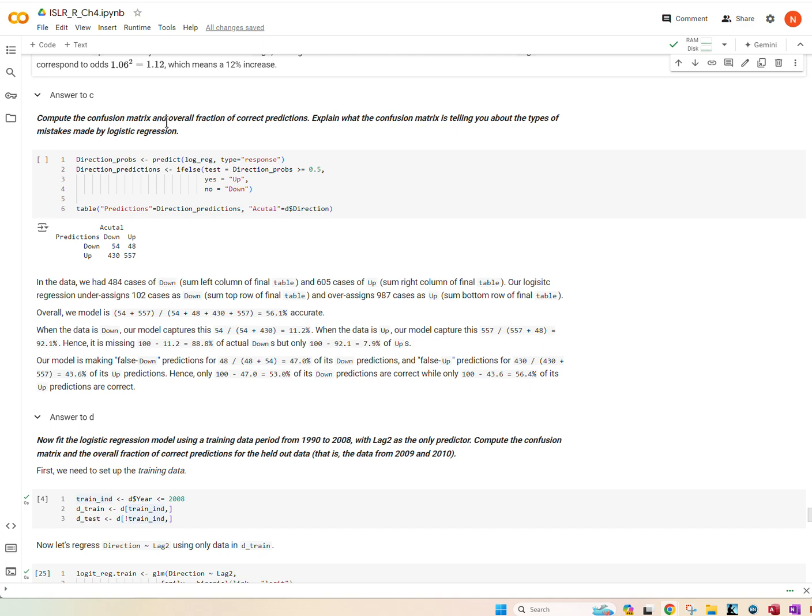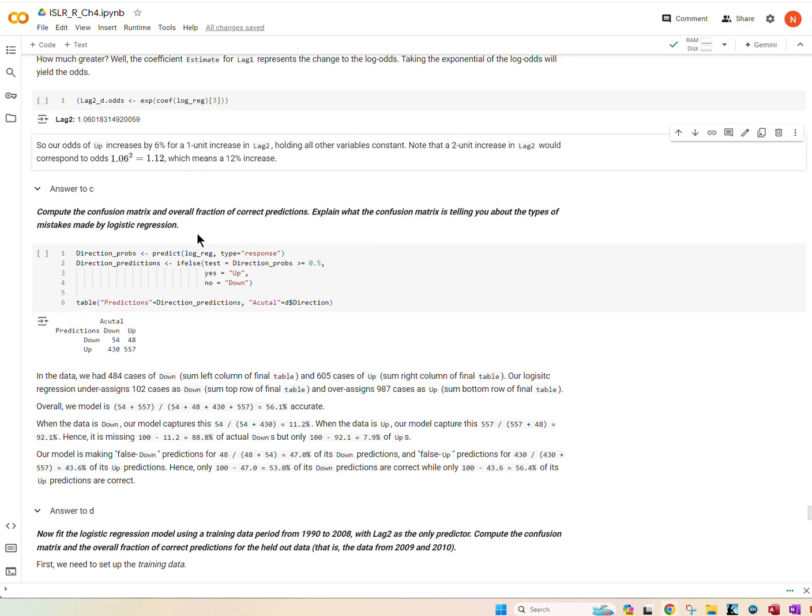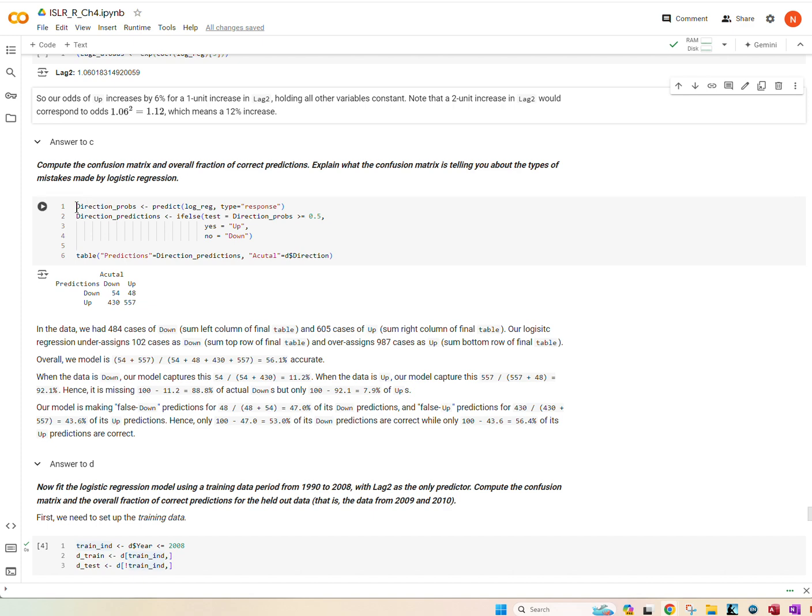All right. So now, with what we just did, we want to compute the confusion matrix for all of this. First, I'm going to get the probabilities of being up or down according to the logistic regression here. So I'm predicting from the regression that we just ran, and I'm trying to get a response. In other words, what type of prediction?